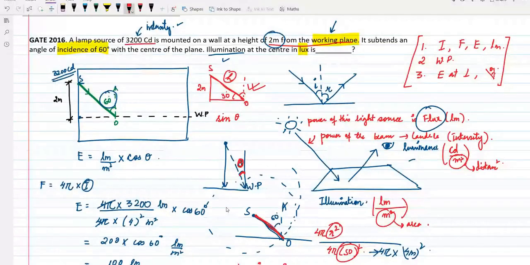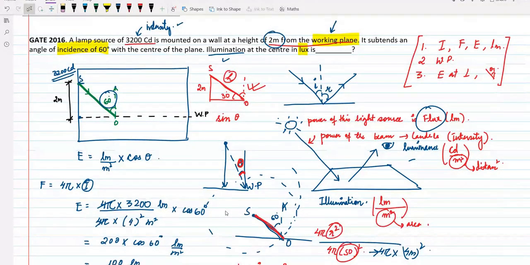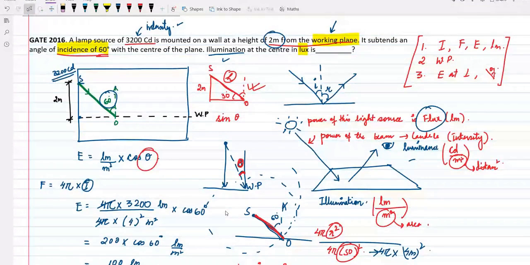So whenever you read a question, don't just solve it. Go through each entity and research about it. What is it? What is the difference between the entities given in that particular question? Why does it say 2 meters from the working plane? What's the importance of the working plane? When it says it subtends an angle of incidence of 60 degrees, what's the importance of angle of incidence? What do you consider when you consider cos theta? What is the theta that you consider? What is this SO? Everything should be very clear.